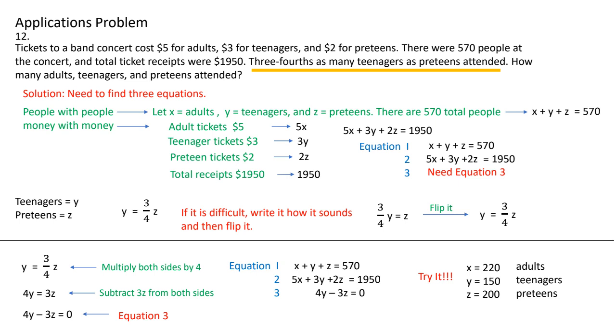Okay, so now on this one, we would do the same thing. We want to get rid of one unknown, then once we have two unknowns, we get rid of another unknown, and we're able to solve it. So again, he puts it on here for you to try it, right? Try to solve this by doing our backward substitution or eliminating to just one variable, so you can get your answer of we sold 220 adult tickets, 150 teenager tickets, and 200 preteen tickets.